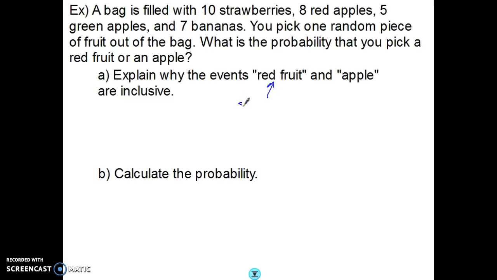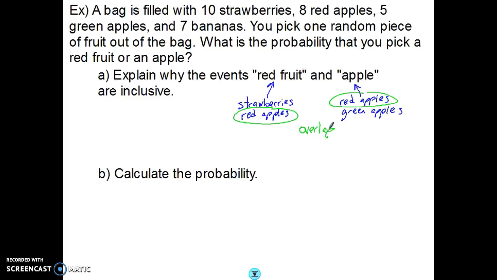The red fruit has strawberries, and it has red apples. The apple event has red apples, and it has green apples. If we think about these two lists, we can see that in both events we have red apples. So there is overlap here again, which makes these events inclusive. That means when we're doing our calculation, we have to use our inclusive formula.